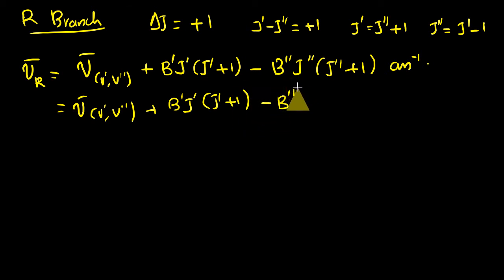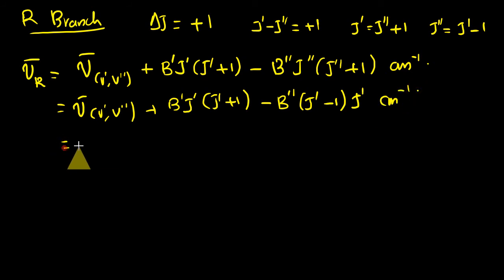Now I am going to substitute for J double prime. What is J double prime? J double prime is equal to J prime minus 1. So instead of J double prime, I am going to write J prime minus 1, into J double prime plus 1. What is J double prime plus 1? J double prime plus 1 is equal to J prime. Centimeter inverse.